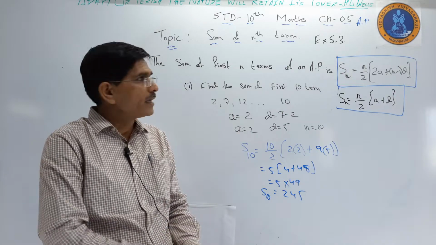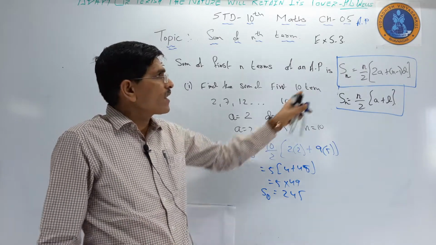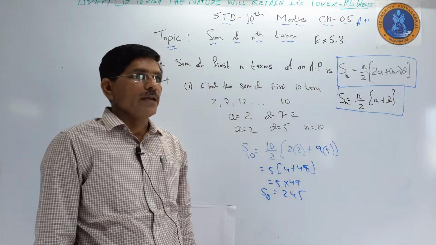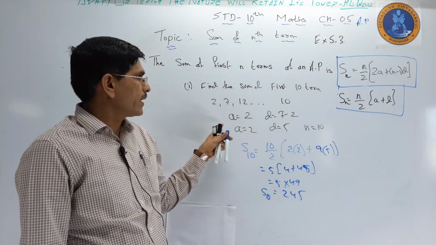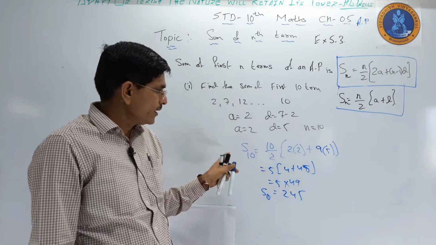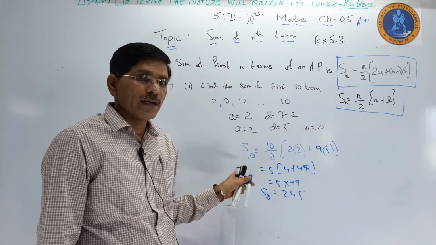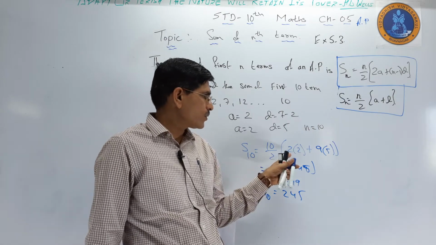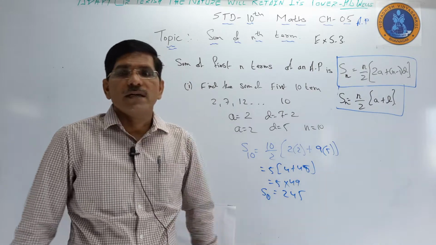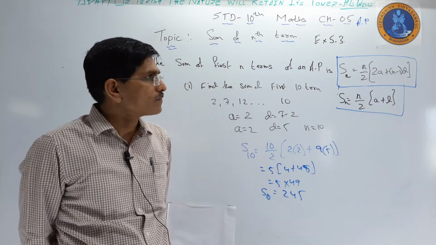What is the method again? How to find Sn? Sn is equal to n by 2 in bracket 2a plus n minus 1 d. Now, a is equal to 2, d is equal to 5 and n is equal to 10. So S10 if I want to find out, then 10 by 2, 2 into 2 plus 9 into 5. So if you simplify we can get 245.